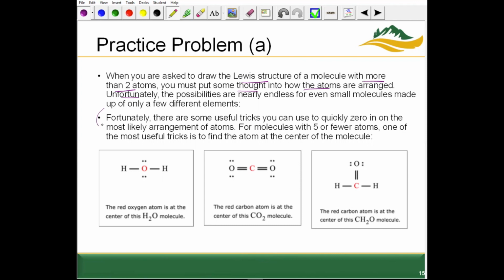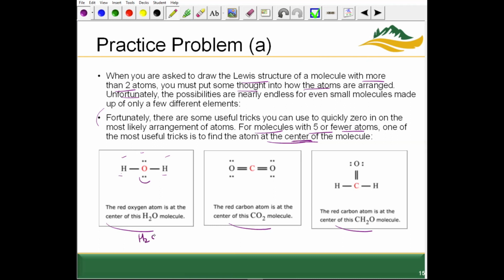So for molecules with 5 or fewer atoms, one of the most useful tricks is to find the atom that needs to be at the center of the molecule. We'll go through those tips on the next slide, just looking at these structures here, for example. This is composed of 3 atoms, so 2 H's and an O. We recognize H2O as water. Oxygen here is in the center of the atom rather than a hydrogen atom.